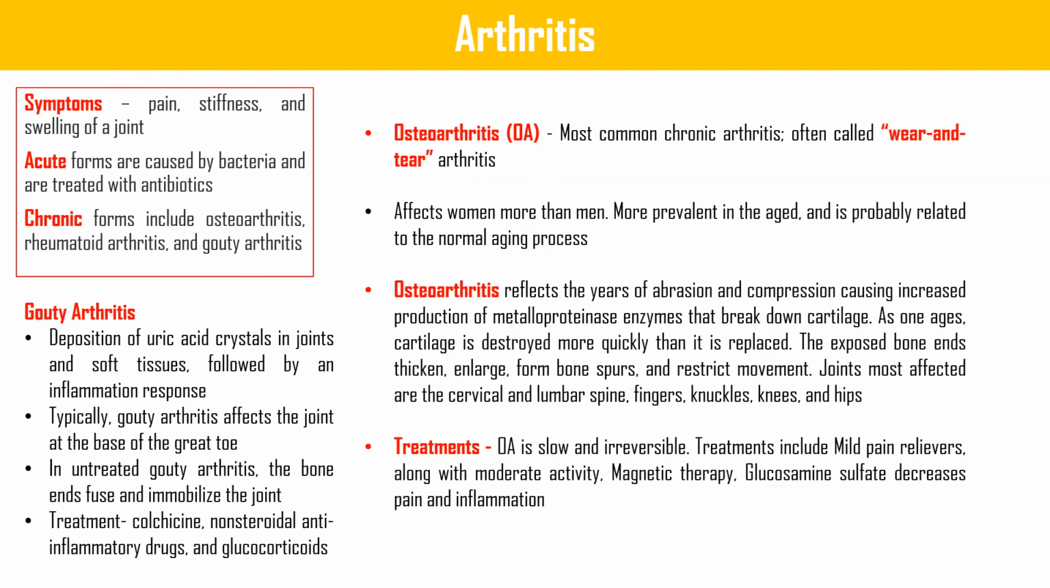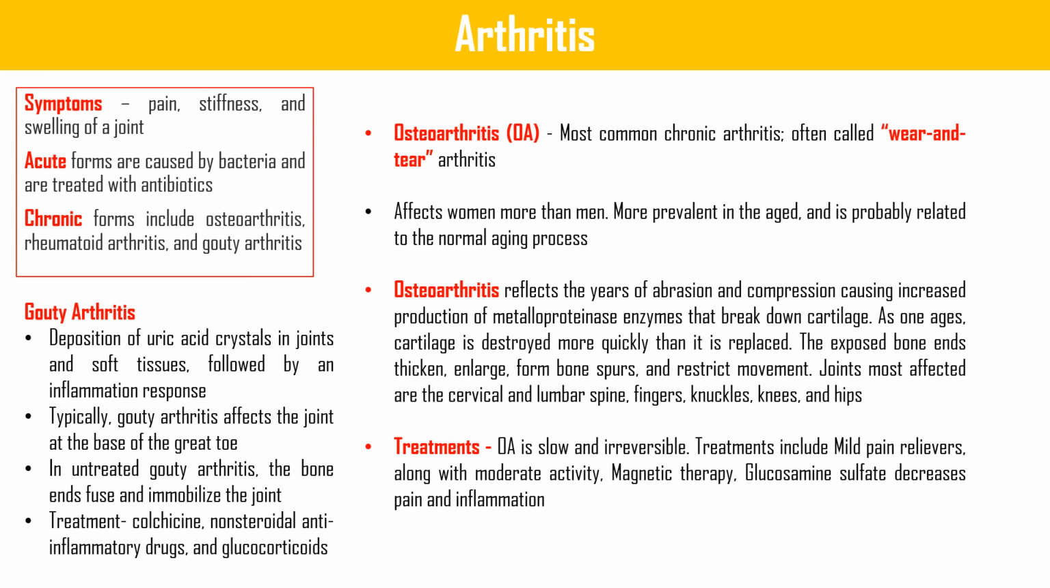The last one is osteoarthritis. Most common chronic arthritis, often called wear and tear arthritis, affects women more than men, more prevalent in the aged, and is probably related to the normal aging process. Osteoarthritis reflects the years of abrasion and compression causing increased production of metalloproteinase enzyme that breaks down cartilage. As one ages, cartilage is destroyed more quickly than it is replaced.